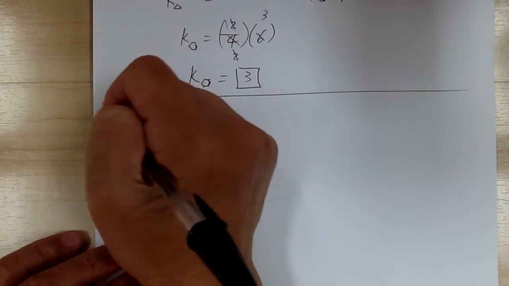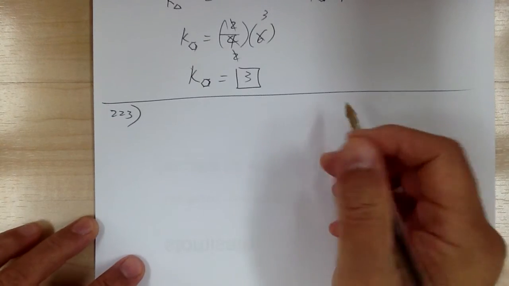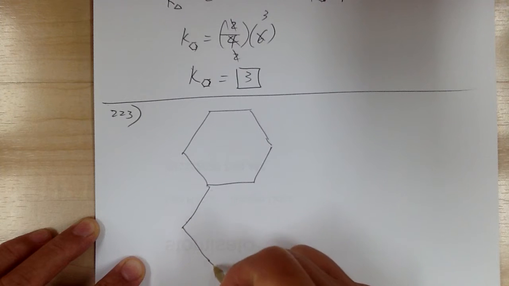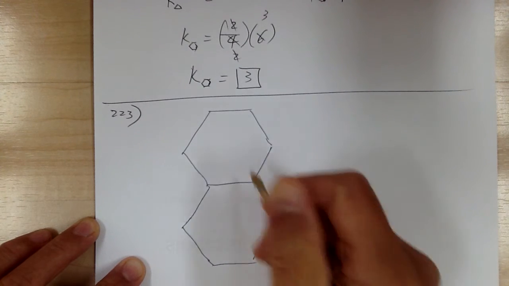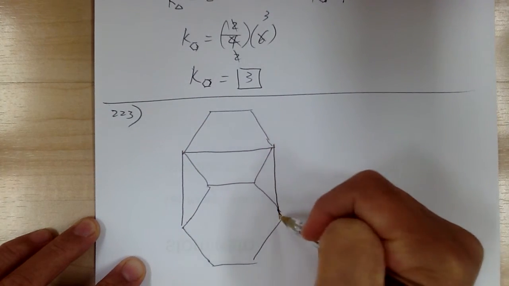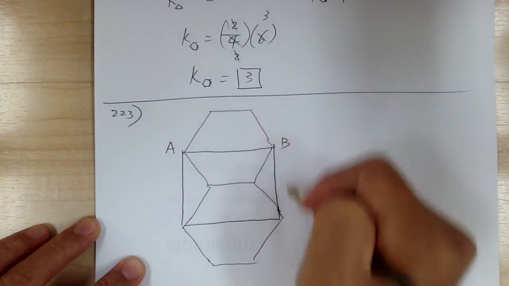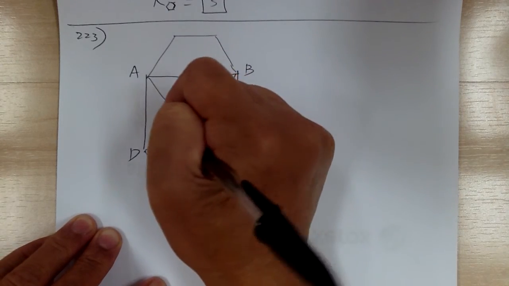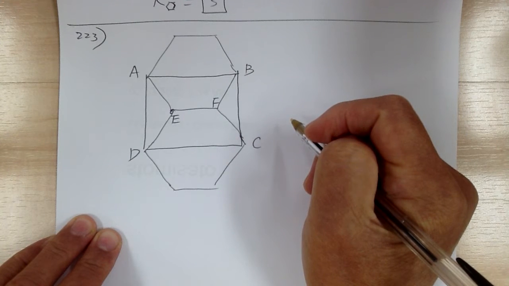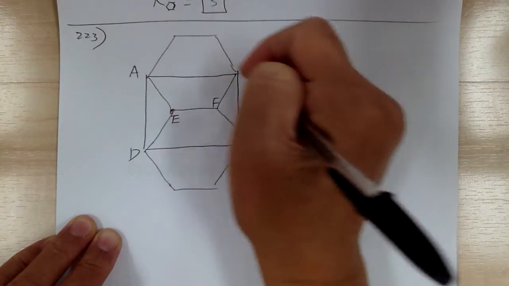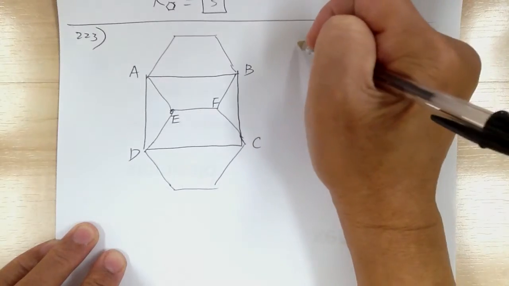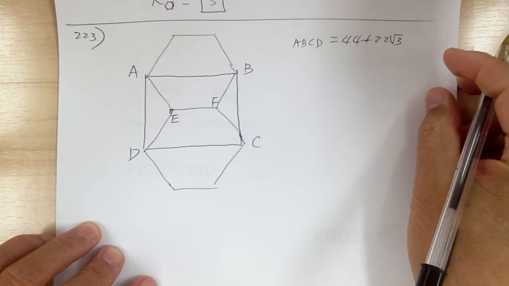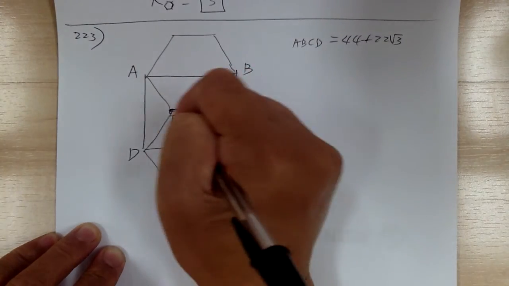Okay, let's go to 223. So for 223, the picture is giving you 2 regular hexagons. And this is A, B, C, D, and this is E, and this is F. And it says the perimeter of ABCD is equal to 44 plus 22 square root of 3. So you're looking for EF. You're looking for this length over here.